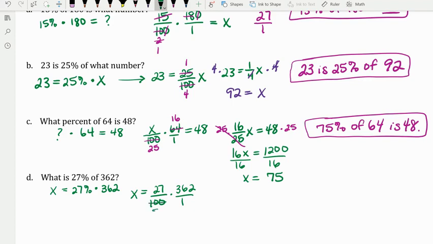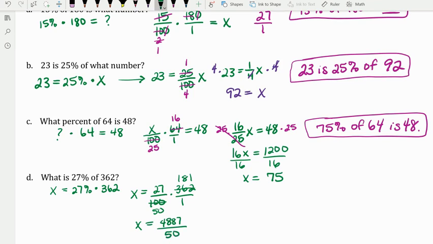So I can make this a 50, and this divided by 2 is 181. But then again, I'm just multiplying, right? So I do 27 times 181. So we get x equals 4887 over 50. And then divide that.